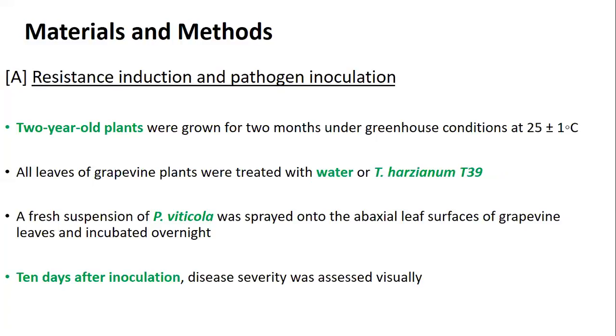A fresh suspension of P. viticola was sprayed onto the apical leaf surface of grapevine leaves and incubated overnight. Ten days after inoculation, disease severity was assessed visually.